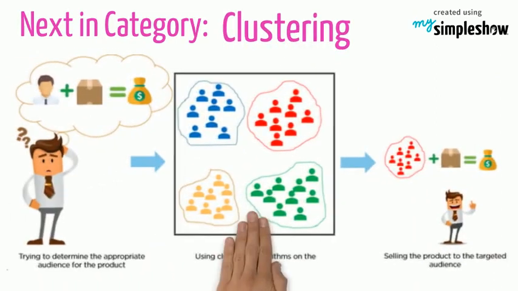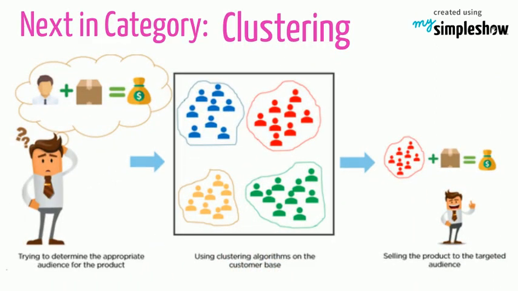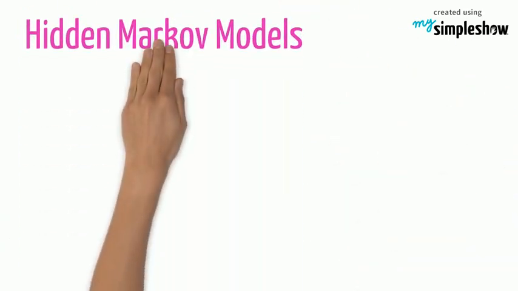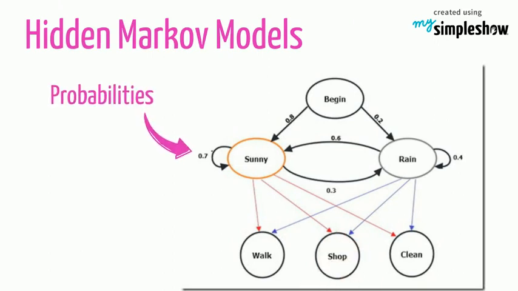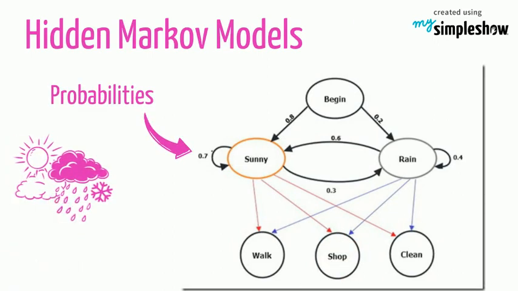The next category of core machine learning algorithms is clustering, which involves the grouping of data points. Take a moment to understand clustering in a real-life scenario, where the grouping of customers based on age or gender can be done using clustering to understand the consumer market. The last one is hidden Markov models, which work with probabilities to predict future events or states, such as weather prediction.